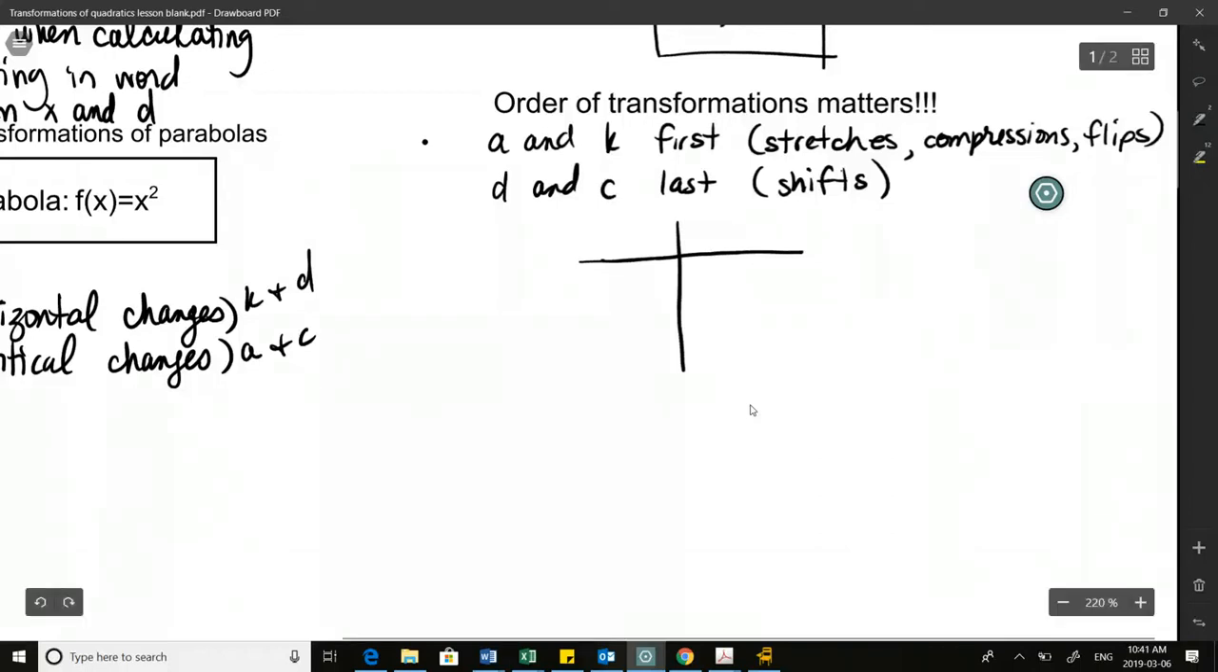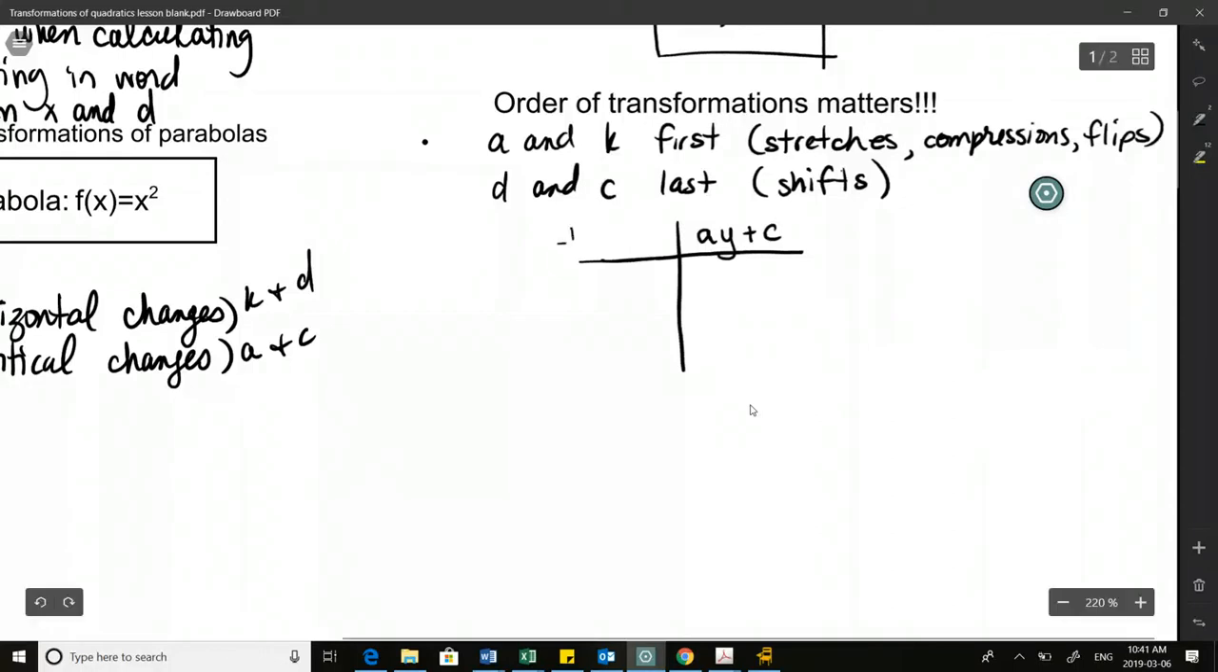So how we can develop those equations, a general skeleton that you can use, is we'll take our y's and multiply them by whatever the a value is, and then add or subtract whatever the c value is. Okay, and then for the x's, these ones are a little bit different. We can't just do kx plus d because the k and the d are different than how they look in the equation.